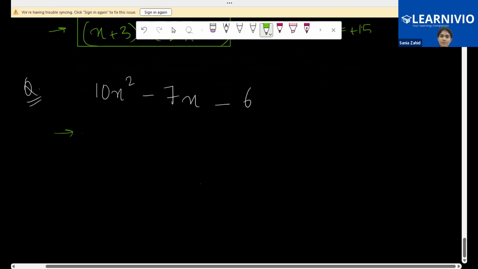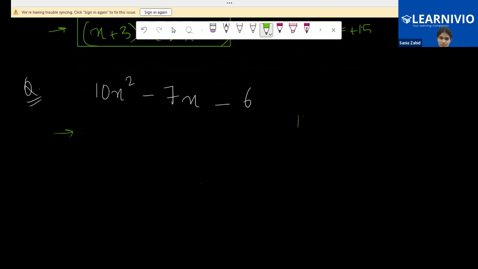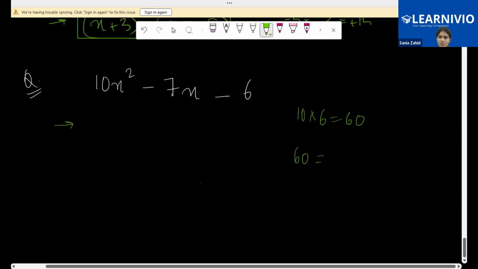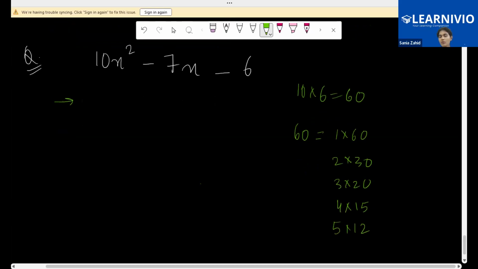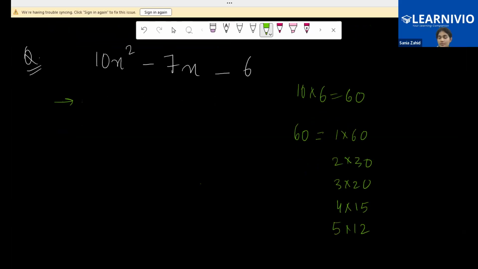Yeah, Umayma, tell us. First, we have 10 into 6 is 60, negative. Then we have to find the factors of 60. So 60 can be written as 1 into 60, 2 into 30, 3 into 20, 4 into 15, and 5 into 12. So these are the ways I can write it down. So which of the two factors will I take? 5 into 12. What will I take?